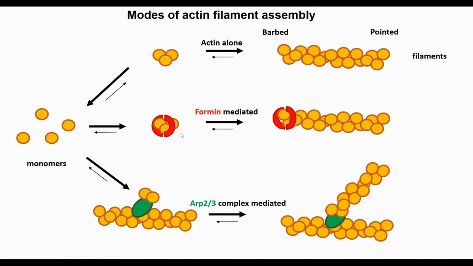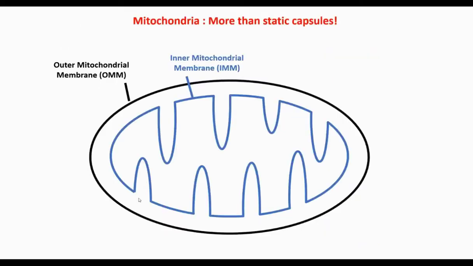So what I'm going to talk about today is a typical role of a typical formin protein that we found out in mitochondrial dynamics. And for the time's sake, I won't be explaining the role of the Arp2/3 complex in mitochondrial dynamics, which, by the way, has a very different role in the mitochondrial dynamics. Now, the second player is mitochondria.